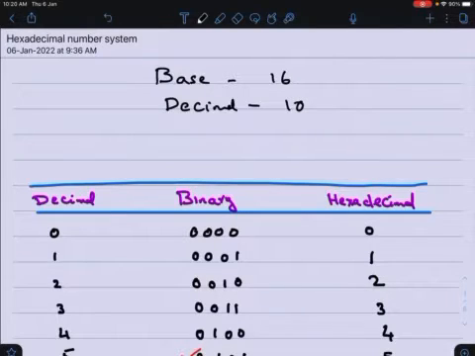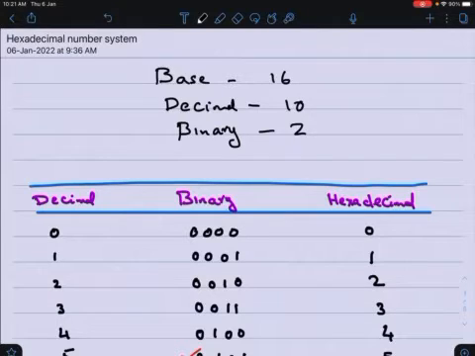Again, for the binary, tell me, the base is 2. And you know that in decimal system, 10 numbers means from 0 to 9. 0, 1, 2, 3, 4, 5, 6, 7, 8 and 9. It becomes, the count is 10. Binary it is just 1 and 0, the count is 2.